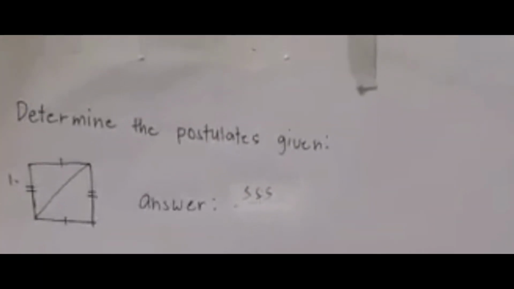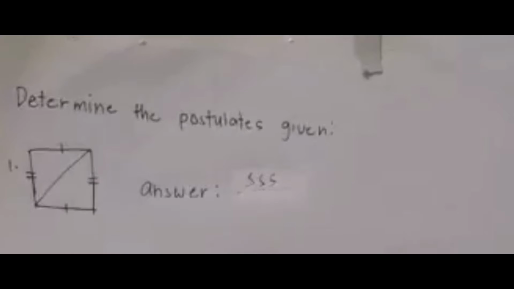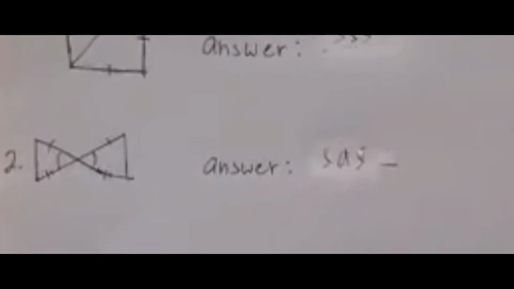Number 1. This one has three congruent sides, so it is the SSS postulate. Number 2. This one has two congruent sides and an included angle. This is the SAS postulate. Number 3. The triangles here have congruent angles with a non-included side. I am sure it is the AAS postulate. Last, number 4. The triangles have congruent angles with an included side. Definitely the ASA postulate.